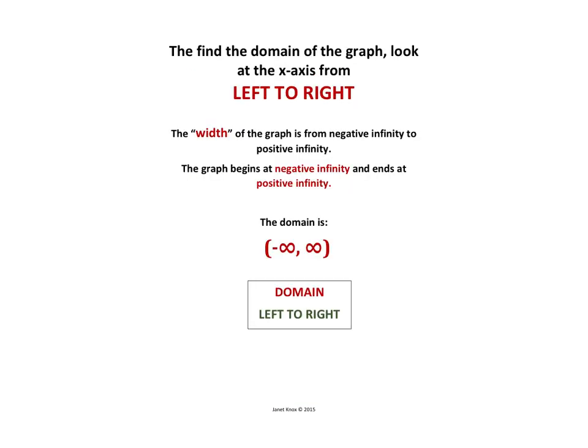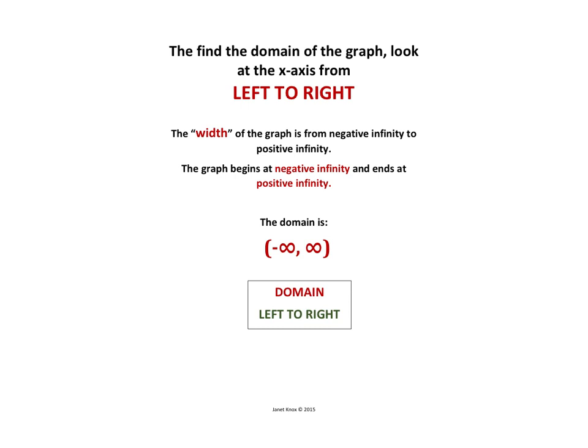So again, find the domain of the graph. Left to right, the width of the graph is from negative infinity to positive infinity. It's the same thing. The graph begins at negative infinity and ends at positive infinity. So parenthesis, negative infinity to positive infinity. And those are parentheses, not brackets. Questions on that? Okay.